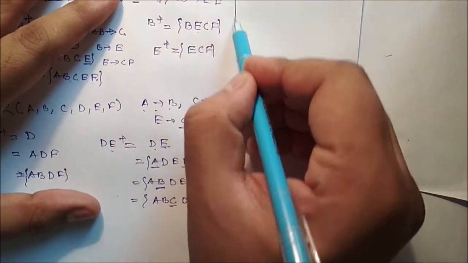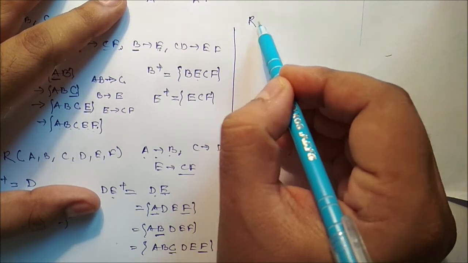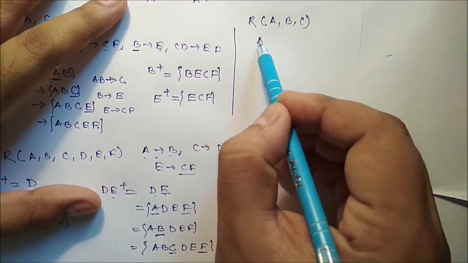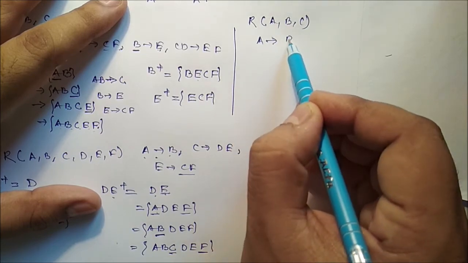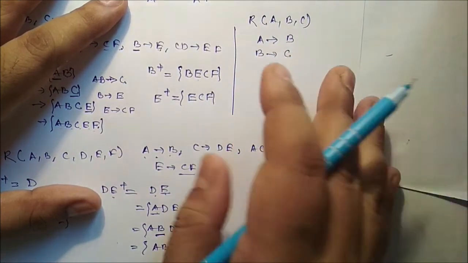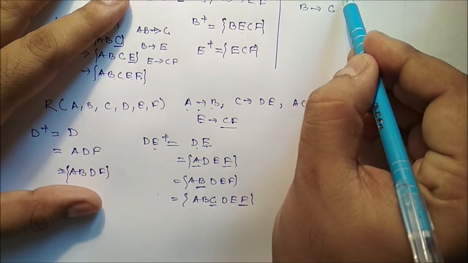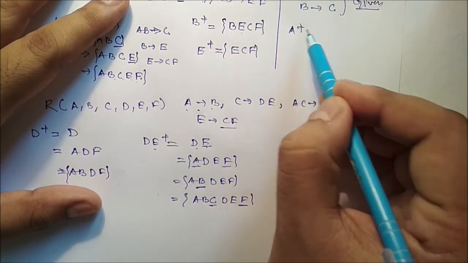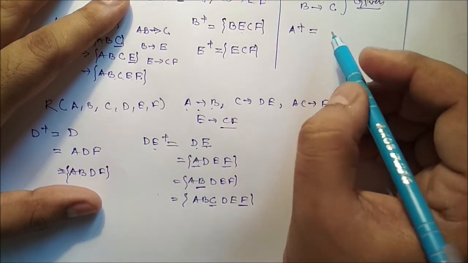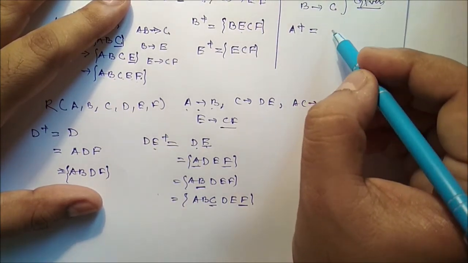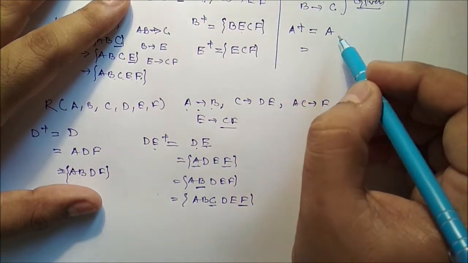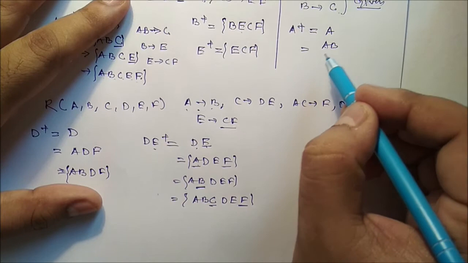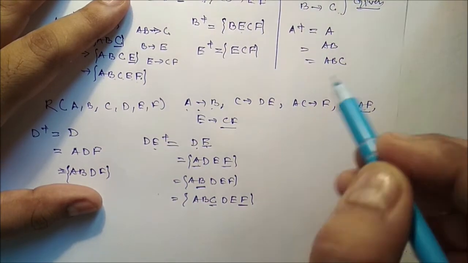You can take one simple example. Say three attributes are there, A, B and C, and the given set is A to B and B to C. Suppose these two are given. So what will be A closure? A plus is, from A we can identify A, and from A we can identify B also, and from B we can identify C. This is A closure.